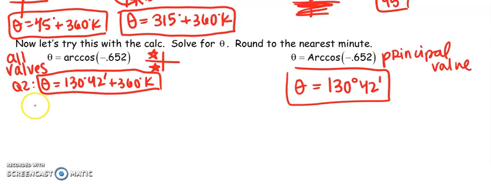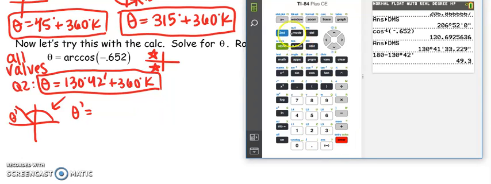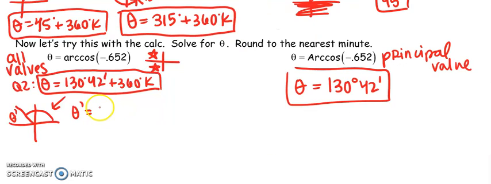So here's what I want you to think about. We need to know what our reference angle is. So if this right here is 130 degrees and 42 minutes, what is our reference angle? We have to find that because we need to know it for quadrant 3 to find our new angle. So if I do 180 minus 130 degrees 42 minutes, I get 49.18. So our reference angle is 49.18.